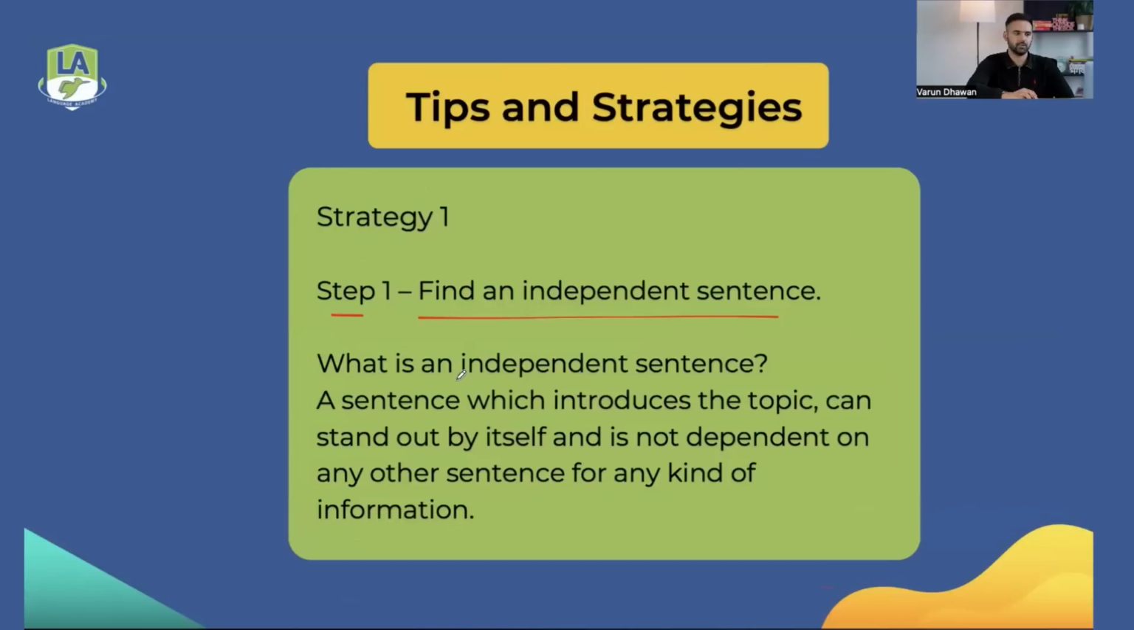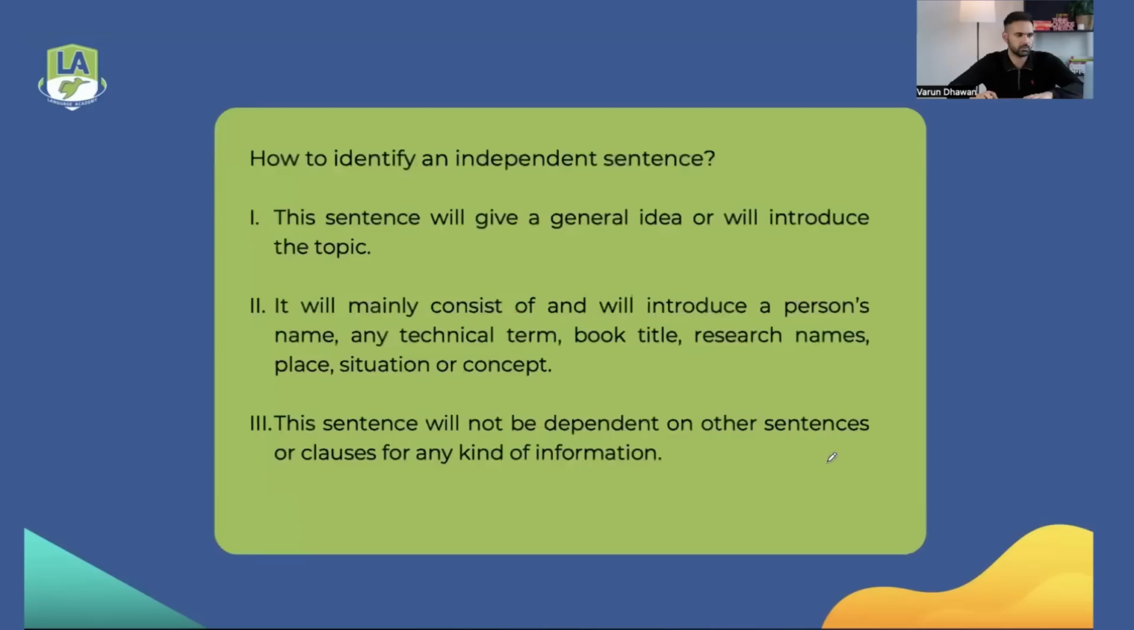What is an independent sentence? A sentence which introduces the topic, which gives you information about the topic, can stand out by itself and is not dependent on any other sentence for any kind of information.